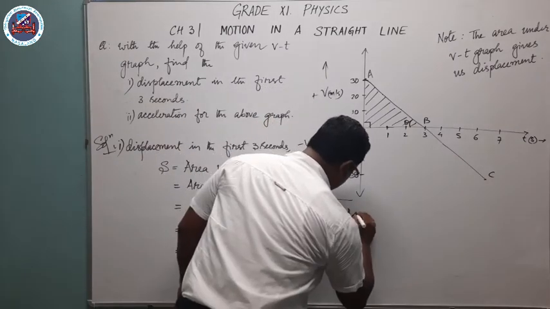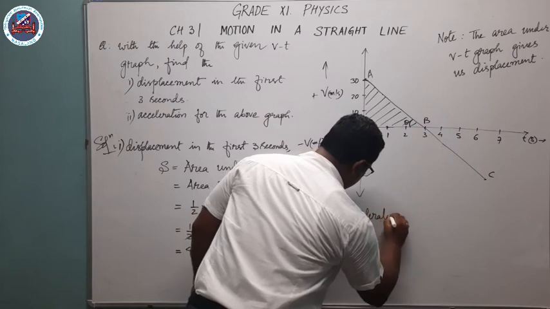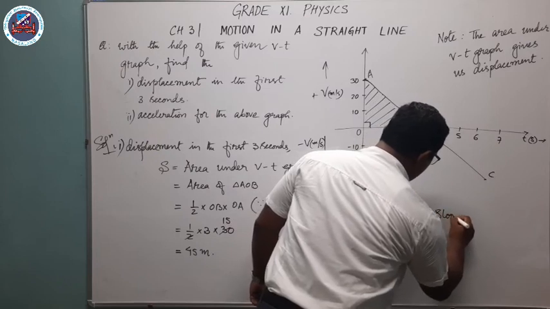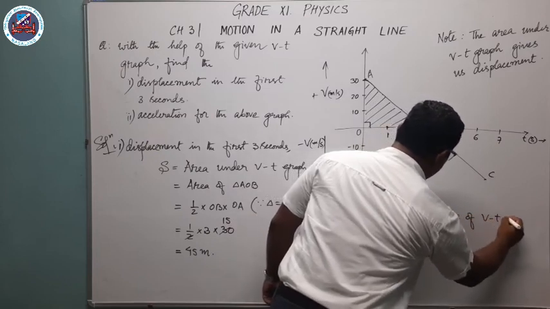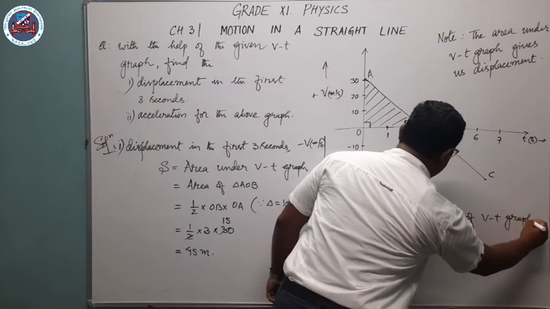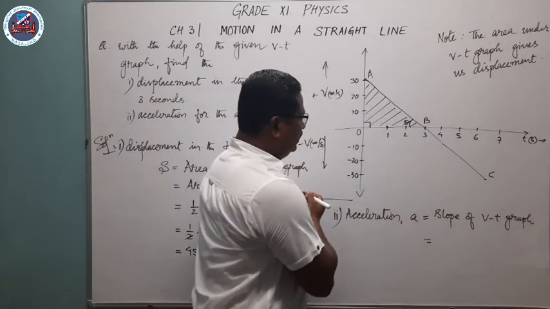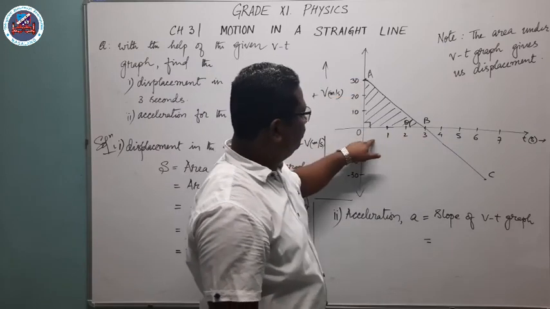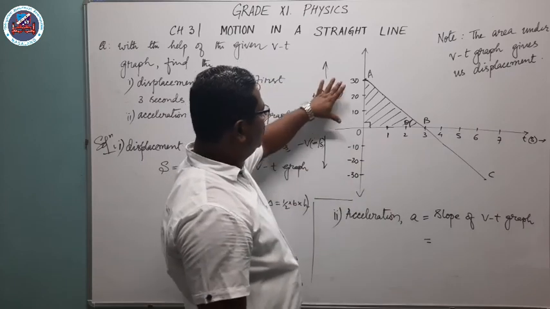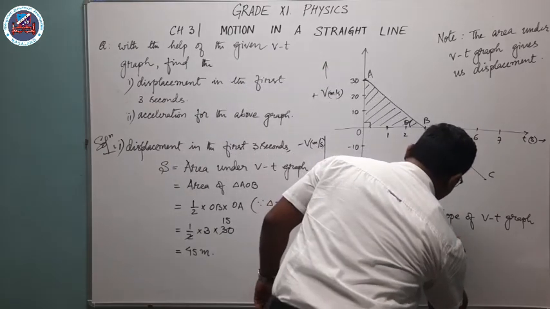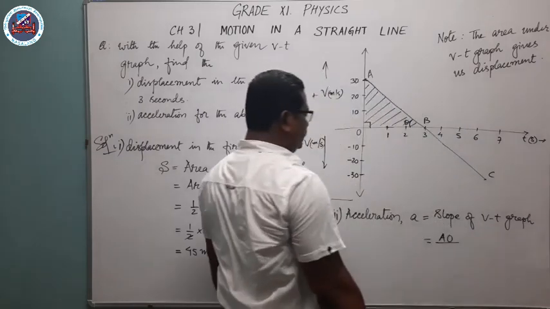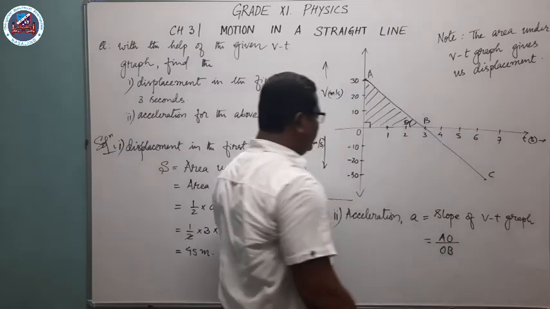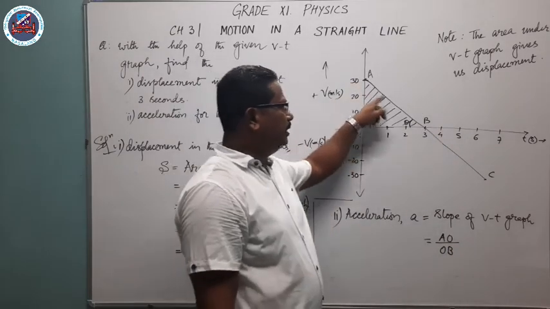Acceleration, we'll write it as a, is equal to the slope of the VT graph. And how to find the slope, you know already: perpendicular by base, tan theta. Here tan theta, perpendicular is AO divided by base is OB. But here you have to be very careful. The graph is coming down.